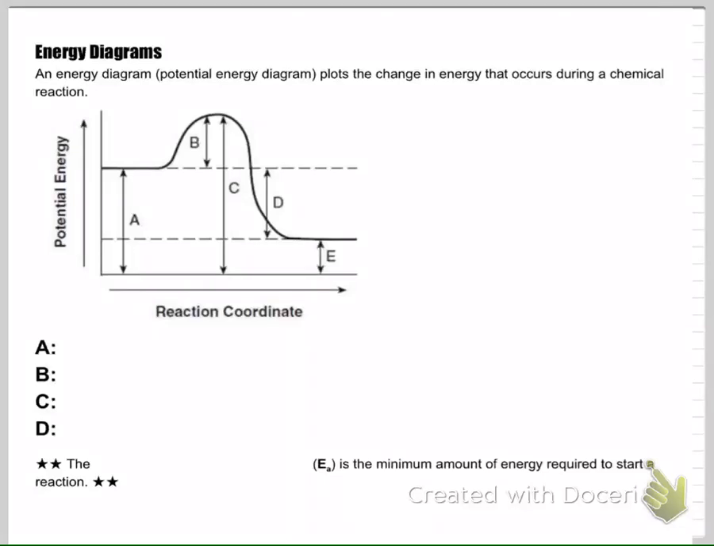Hello my dears, today we're going to talk about how to read an energy diagram, and basically it's a plot that shows the change in energy that occurred during a chemical reaction. So when a chemical reaction takes place, you have to keep in mind that the reactants will form the products. The reactants come with a certain amount of energy and the products have a certain amount of energy. The barrier that the reactants have to overcome to get the reaction started is called the activation energy.